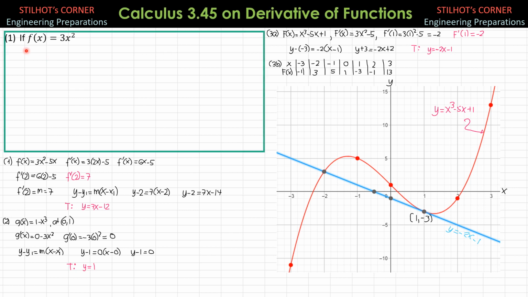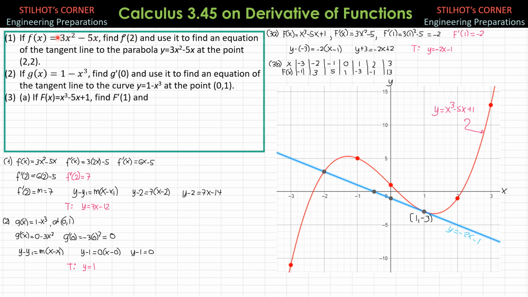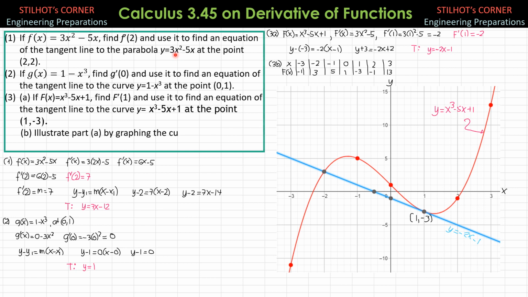of functions. So number one, if f of x is 3x squared minus 5x, find f prime of 2, the value of which is interpreted as the slope of the tangent to the graph of y equals 3x squared minus 5x, an open upward parabola, at the point (2, 2), because when x is 2, 3 times 2 squared is 12, minus 5 times 2 is 10, and 12 minus 10 is 2. So that's correct. So let's answer that first.